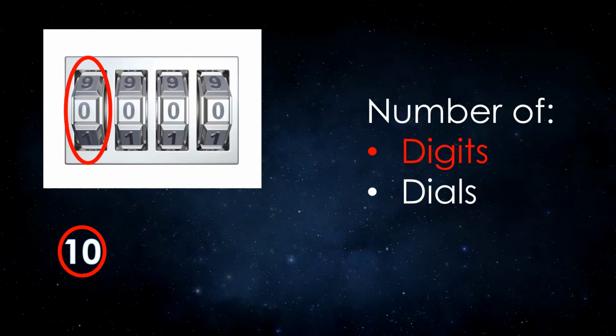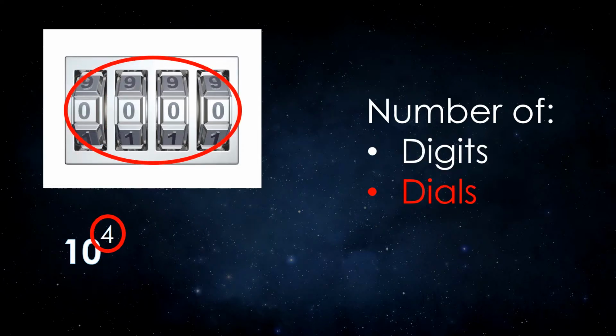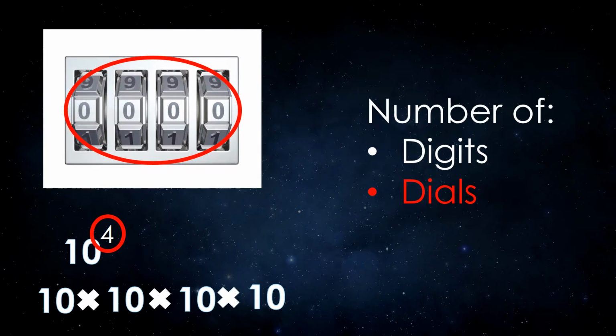Each dial has 10 possible digits, 0 through 9, so we start with the number 10. We use the number of dials as the exponent. Remember that 10 to the 4th power is the same thing as 10 times itself 4 times, or 10,000. Notice that the number of zeros on the 10,000 is the same as the exponent. This means there are 10,000 different combinations possible on this lock. So the denominator of a fraction about the probability of opening this lock would be 10,000.